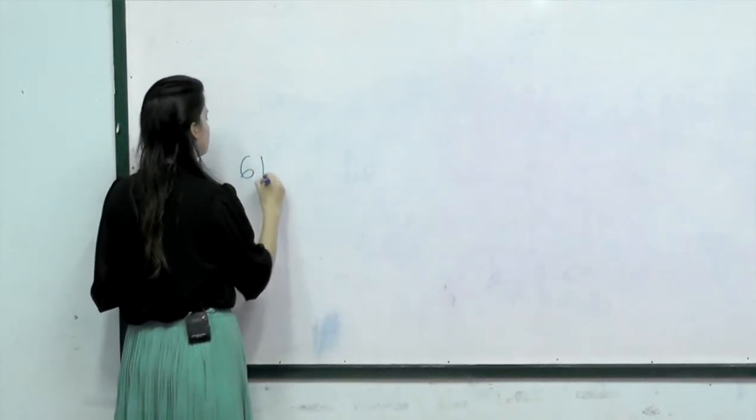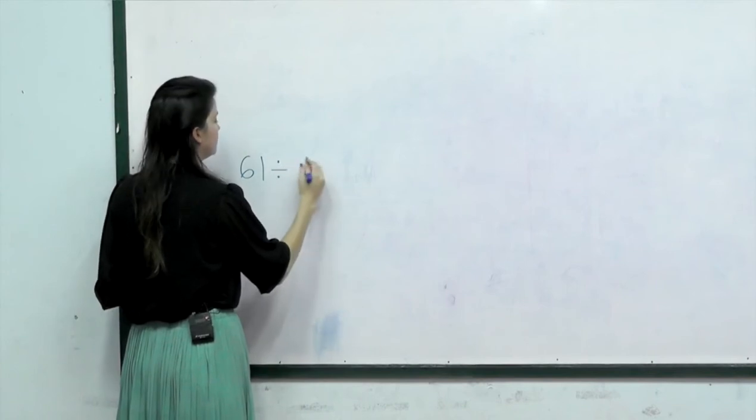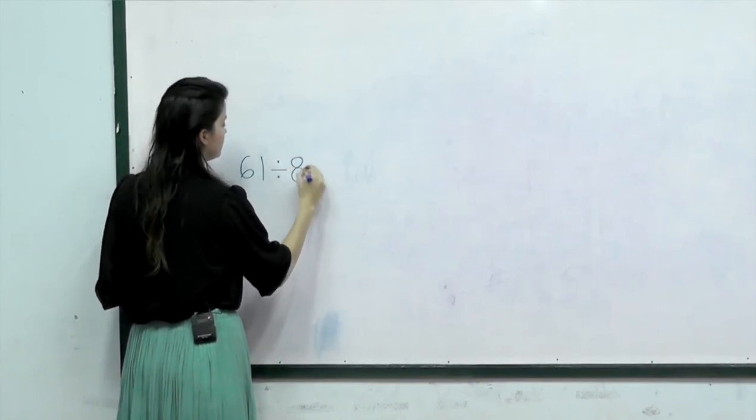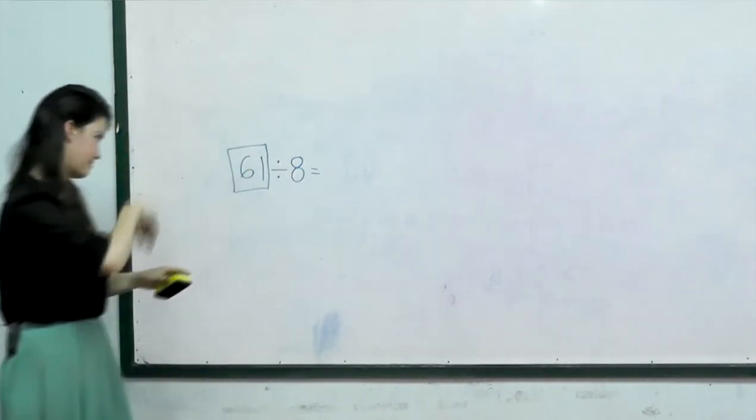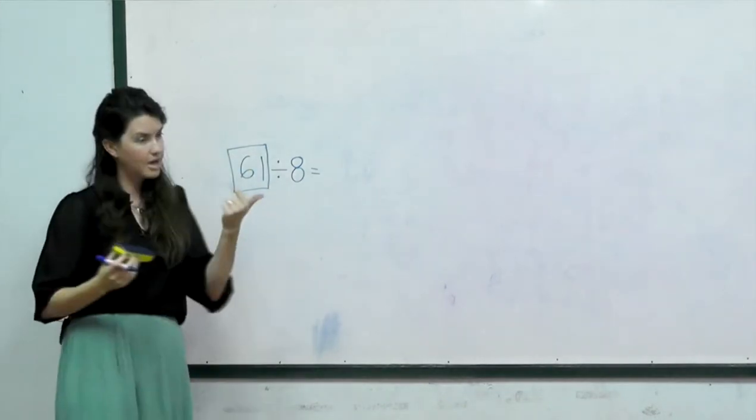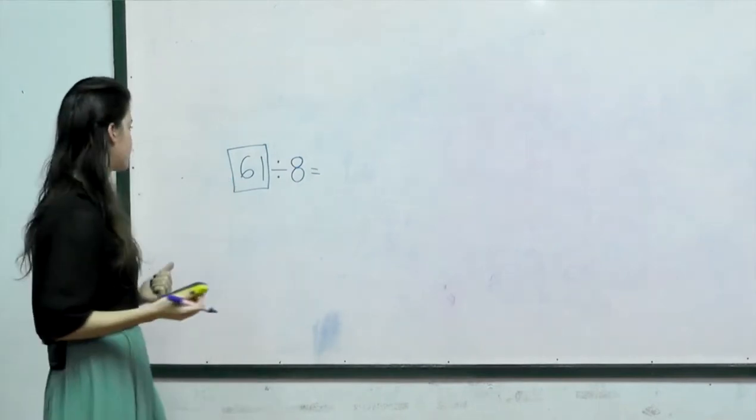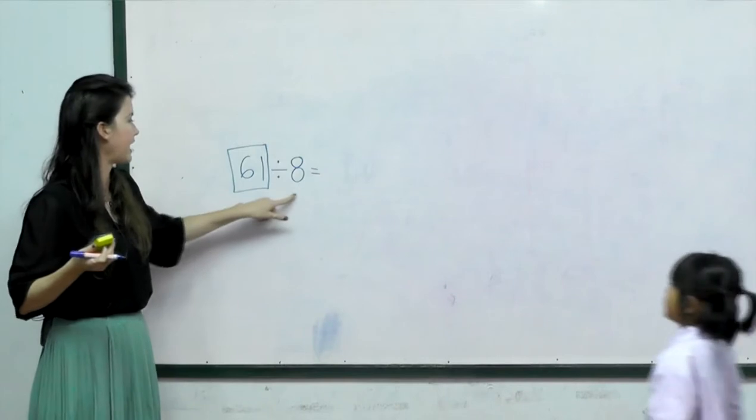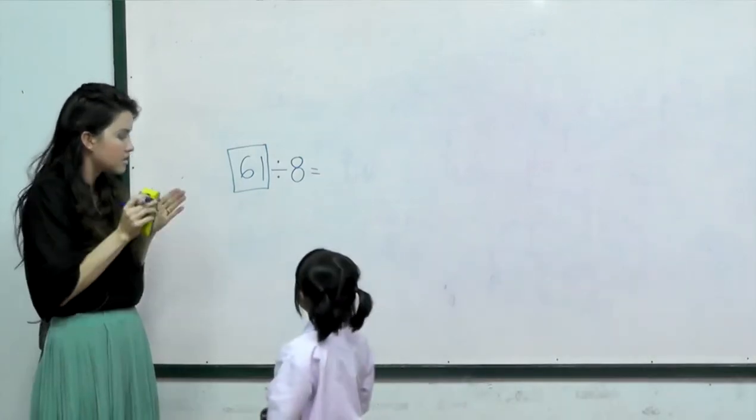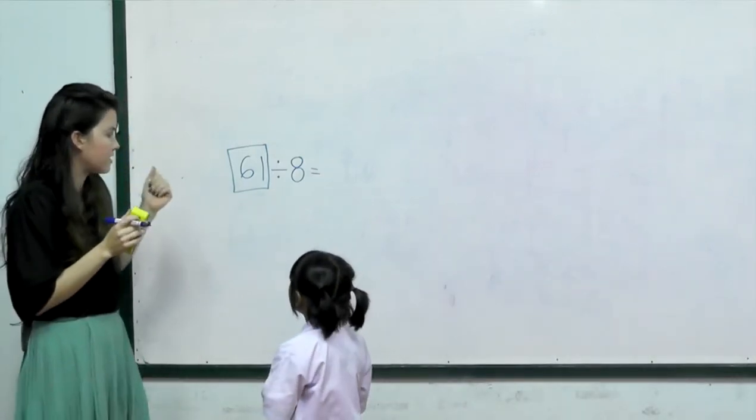Let's do 61 divided by 8. Okay, do you want to come and help us do this one? Okay, come on up. So what are you going to count by? 8. Why? Because we've got divided by 8. And you're going to go as close as you can to 61 without going higher.